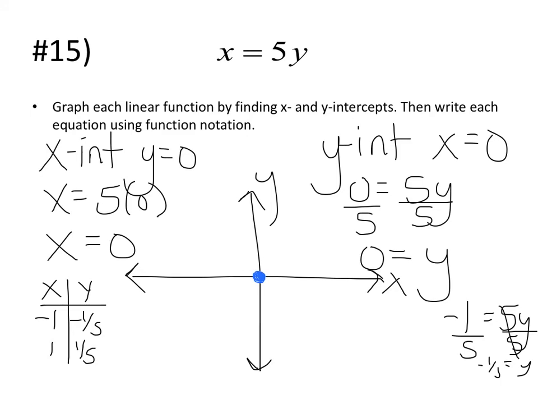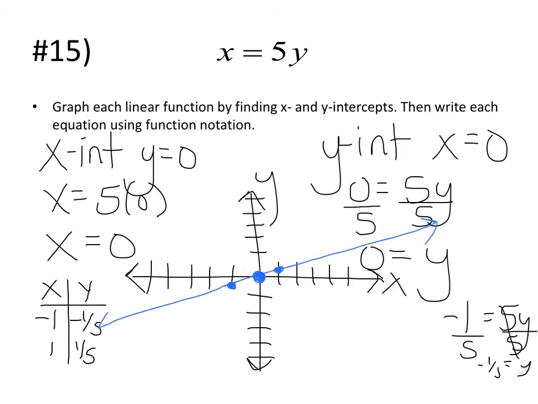So when I go to graph these, negative 1, negative 1/5 is going to be like right here. And then 1, 1/5 is going to be like right here. So the graph looks like this. Okay?